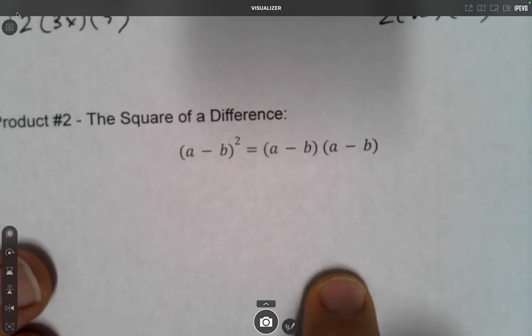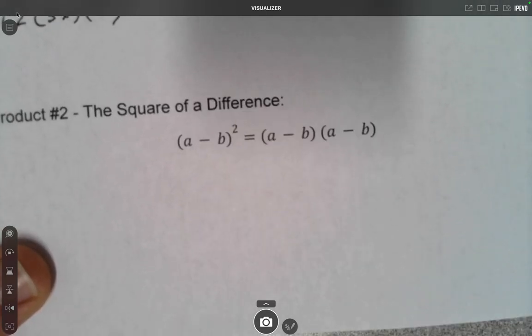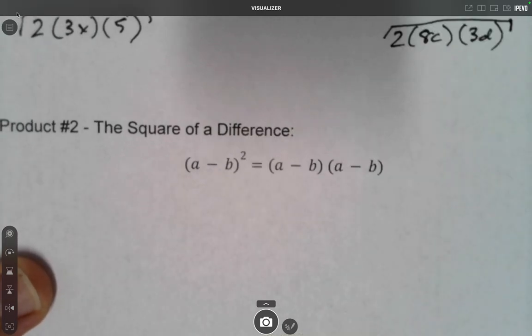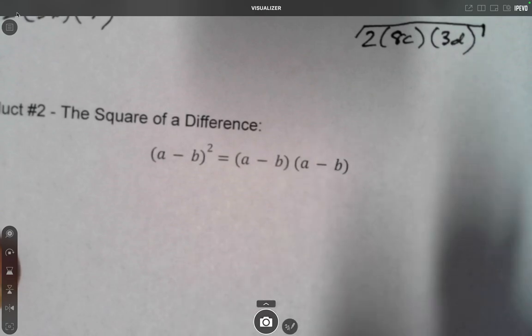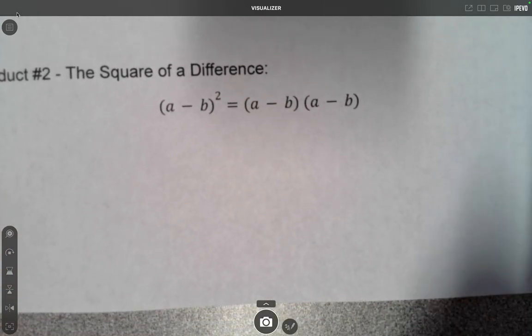Now, the second special case, or special product, is similar. It's just the square of a difference. So instead of the square of a sum, where we're adding, it's the square of a difference, where we're subtracting. Sorry. So let's do this by foiling and then see if we can figure out the pattern.